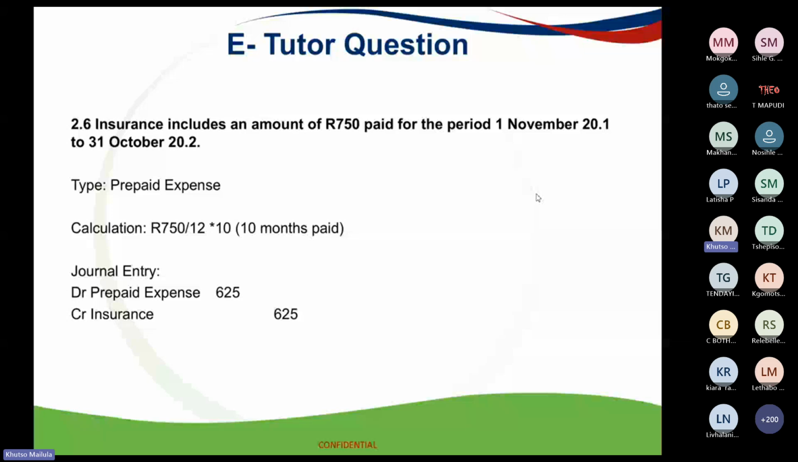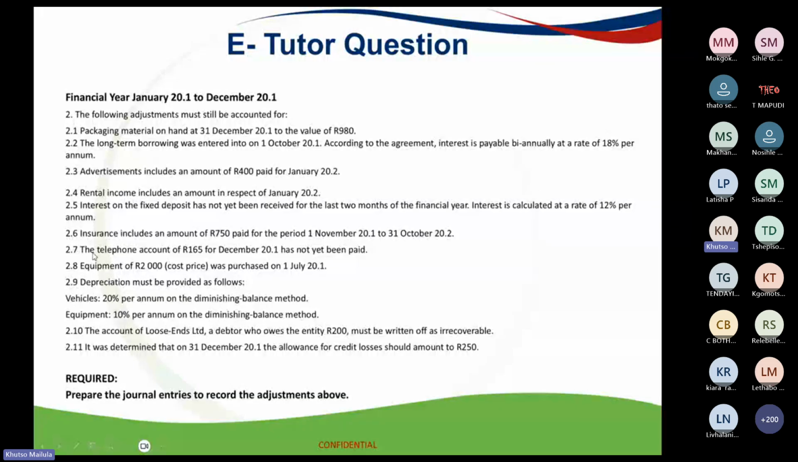We say the telephone account of 165 for December has not yet been paid. So this is our liability. We still owe the telephone bill. So can I just quickly have someone chat in the group the journals that they would pass to account for the telephone account?